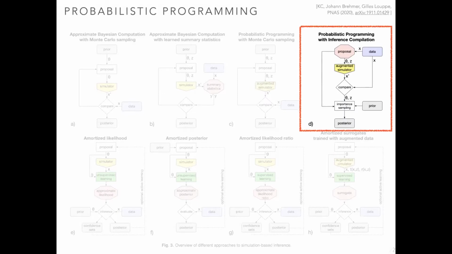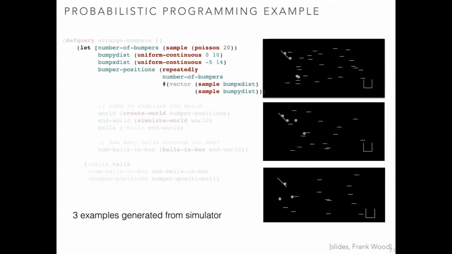So the first one I'll describe briefly is this probabilistic programming approach. So here's some code. We're not going to go through it. It sort of looks like a Scheme type of language. And what it's doing is randomly drawing some number of bumpers, that's these little green bars, according to a Poisson distribution, and then uniformly placing them with X and Y coordinates.